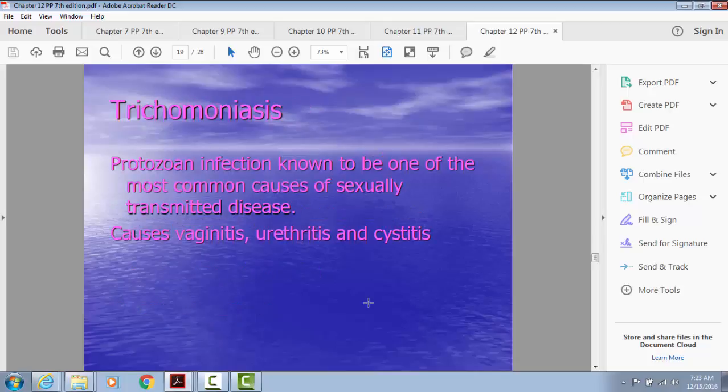Trichomoniasis is a protozoan infection known to be one of the most common causes of sexually transmitted disease. It causes vaginitis, or inflammation of the vagina, and inflammation of the urethra and the bladder. Cysto, if you'll remember, means bladder.